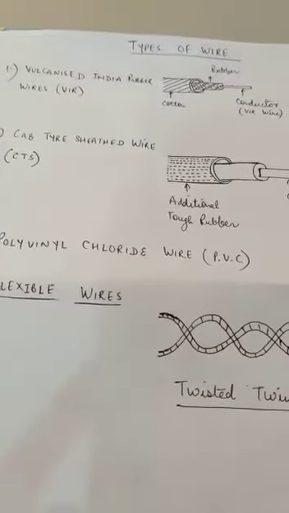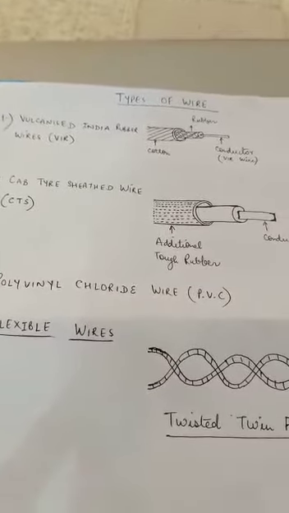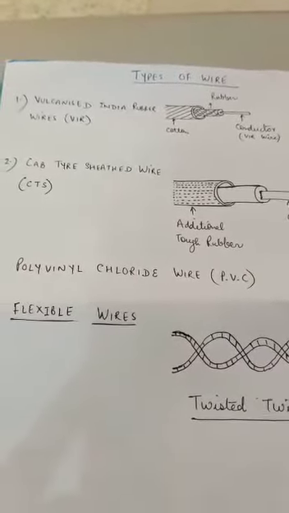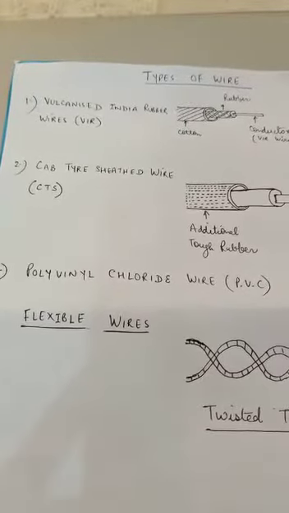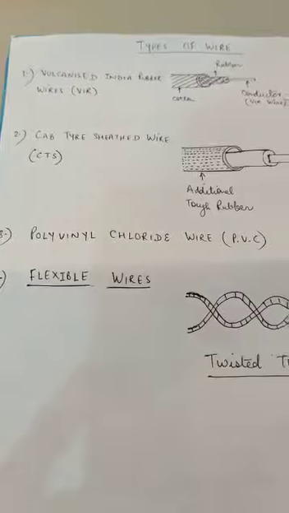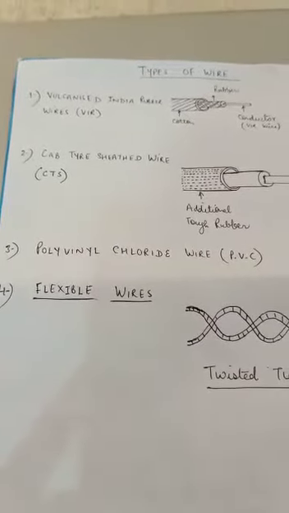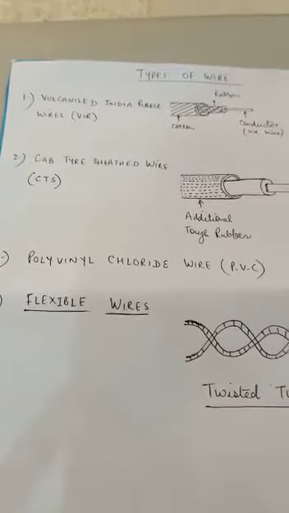Today we will discuss the types of wire. The first wire is vulcanized India rubber wire. Second is cap tire sheathed wire, that is also called TRS wire. Third one is polyvinyl chloride wire, PVC wires, and the fourth one is flexible wire. These are also used in domestic wiring.